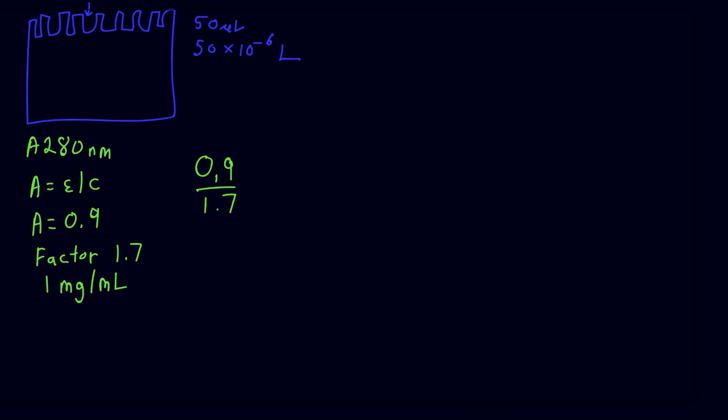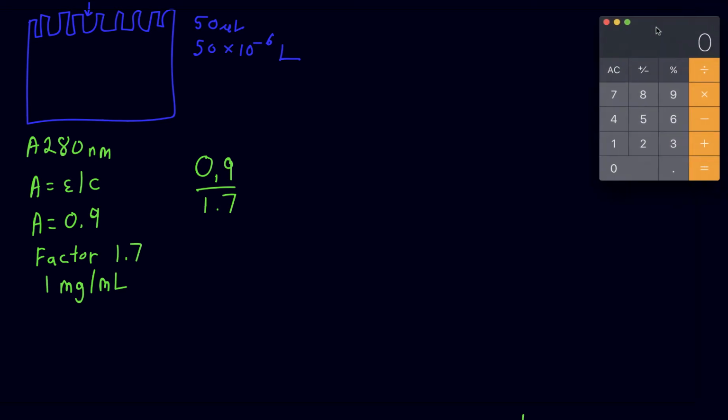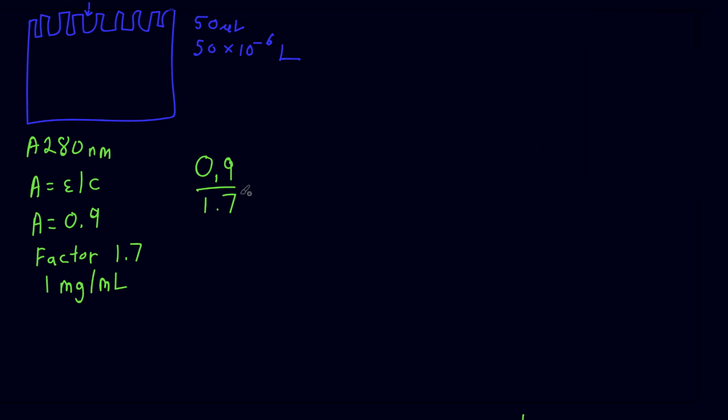Okay? And so if we go down, I'm going to open up my calculator. So I'm going to bring that up. Okay, bring that over here. So we've got 0.9 divided by 1.7. And that is 0.529. So let's just write that down. Okay, equals, we'll just change the color here, 0.529. What are the units of that? So that's going to be in milligrams per milliliter. Okay, so that's the actual concentration. So really useful information to know.